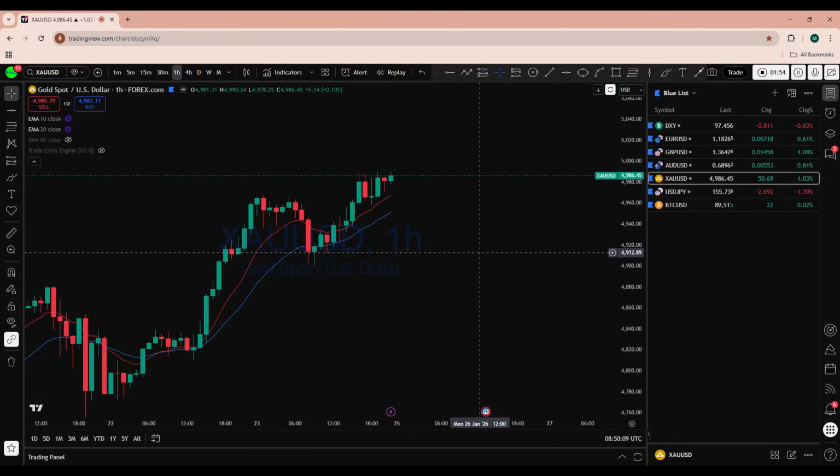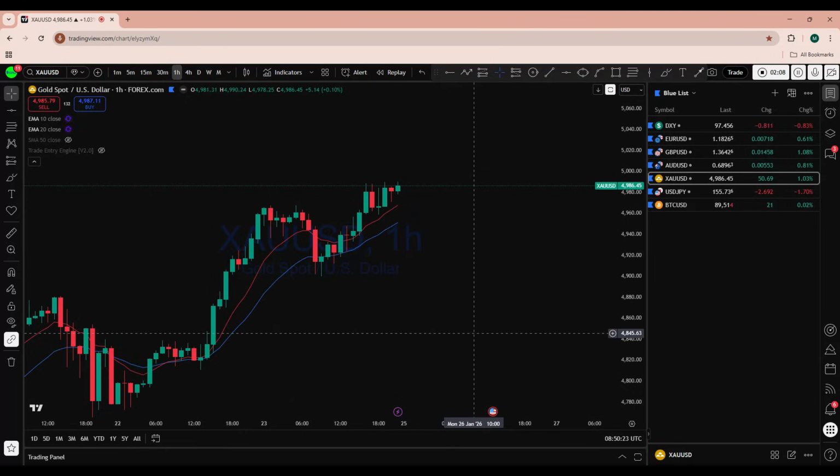Before I progress with this weekly forex forecast, traders, this is the last week of January 2026. So there will be a monthly, weekly, and daily close at the end of the week. So there will be some increased movement in the market.